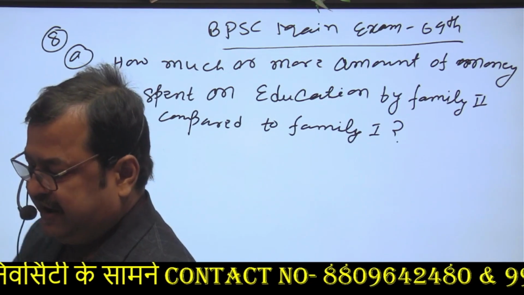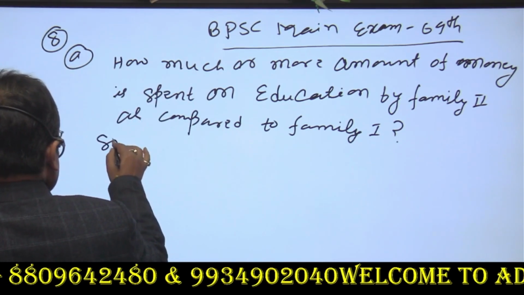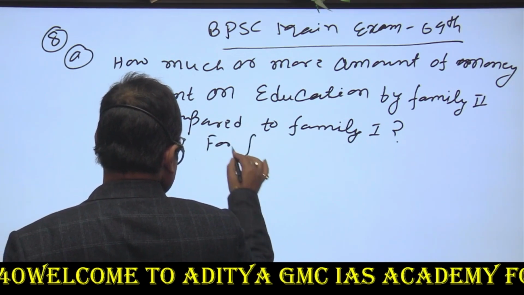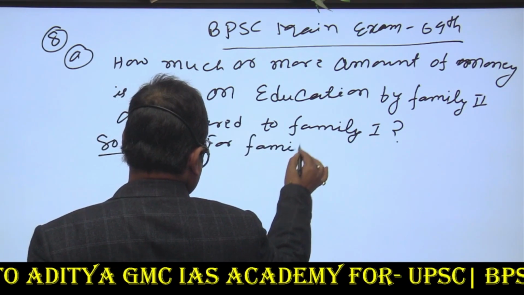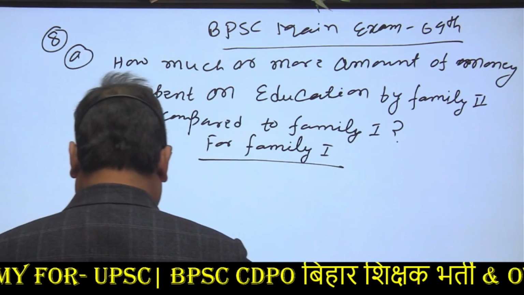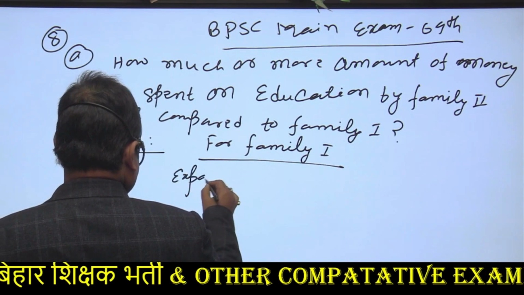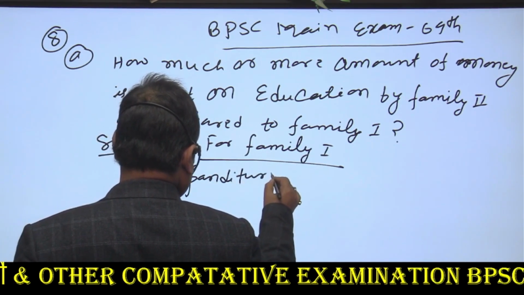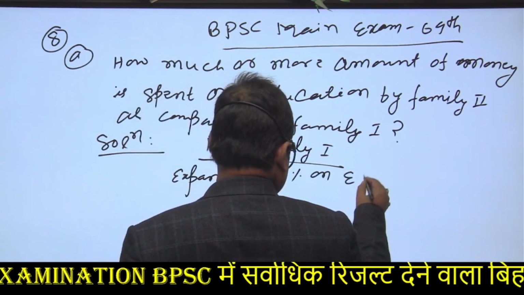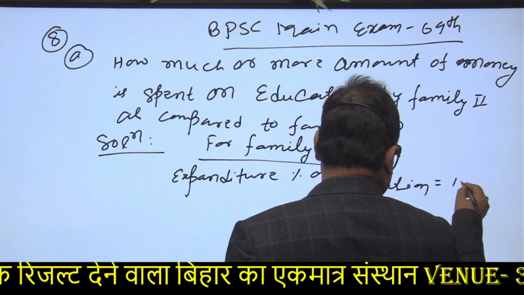So in this segment, first of all, solution for family 1. For family 1, from figure, expenditure percent on education equals to 12% from figure 1.